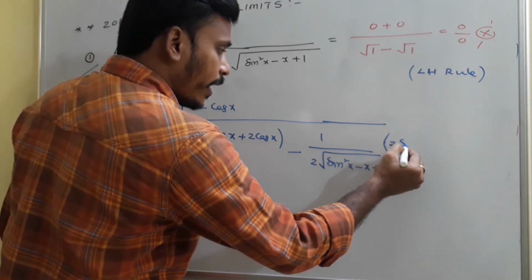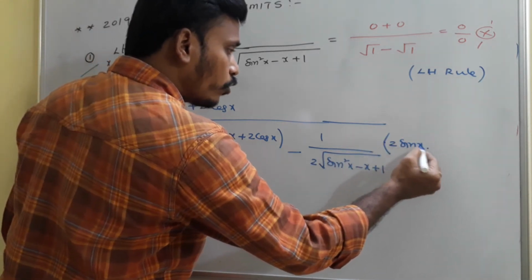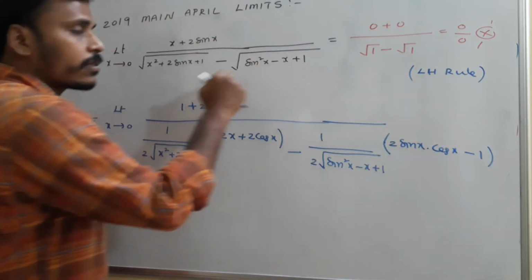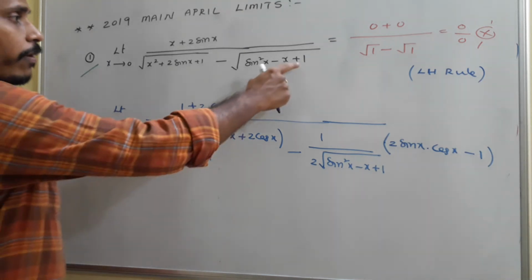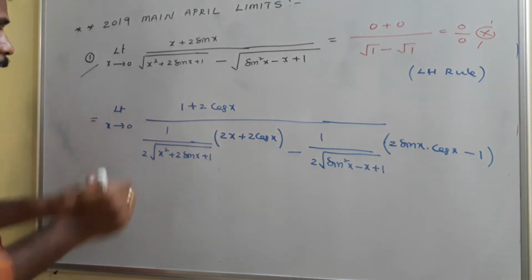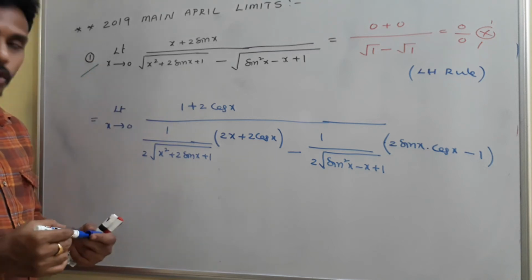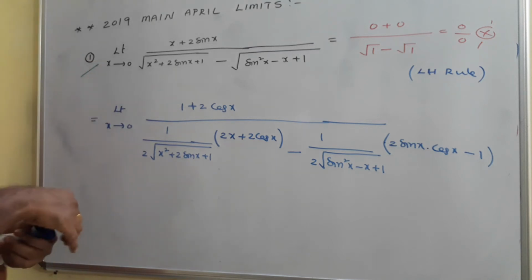For sin square x, it is 2 sin x into the derivative of sin x, which is cos x, minus 1. For x, its derivative is minus 1, and for 1 the derivative is 0. So ultimately this is the part. Now you just replace x with 0. What will happen? Just have a look.